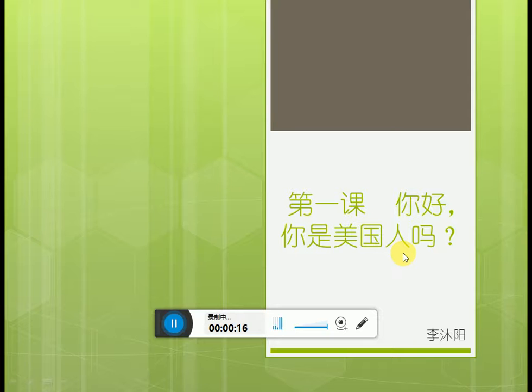你好，你是美国人吗？ In this class, we're going to learn how to introduce ourselves, including some basic grammar knowledge. How to use 是 to construct a sentence, and how to use question particle 吗 to construct a yes or no question.